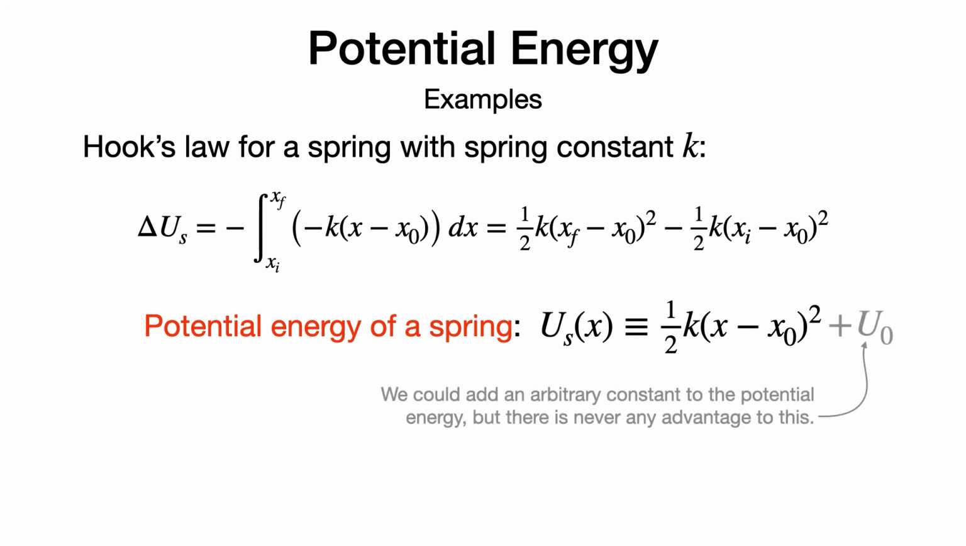We could, if we wanted to, add an arbitrary constant to the potential, but there is never any advantage to doing this. Adding a non-vanishing constant to the definition of the potential energy of the spring simply shifts the position at which the spring is said to have zero potential away from the equilibrium position.